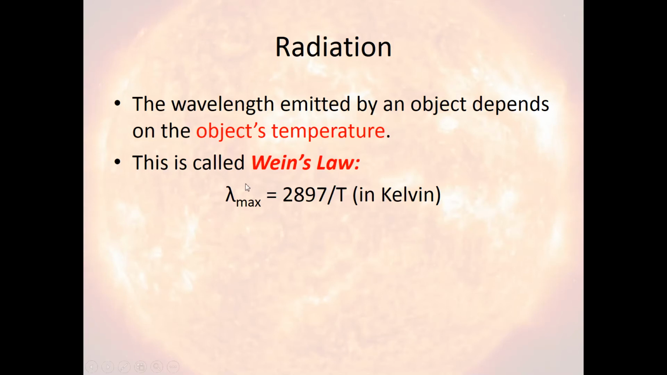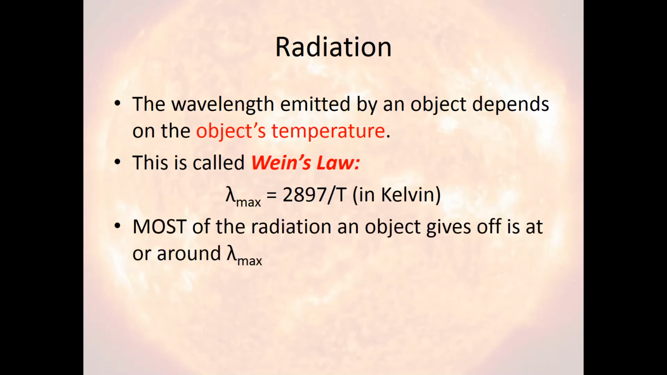And we can calculate this wavelength simply by using this constant dividing by the object's temperature in Kelvin. And that can tell us the wavelength. The warmer this temperature is, the shorter the wavelength is going to be. As you know, the higher a denominator is, the smaller the overall fraction is. So most of the radiation that an object gives off is around that lambda max.